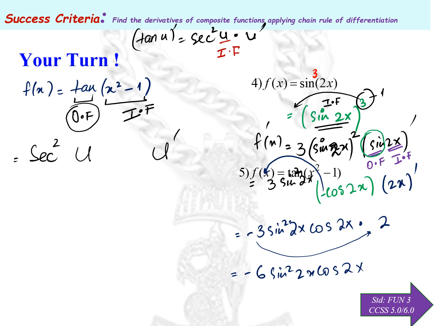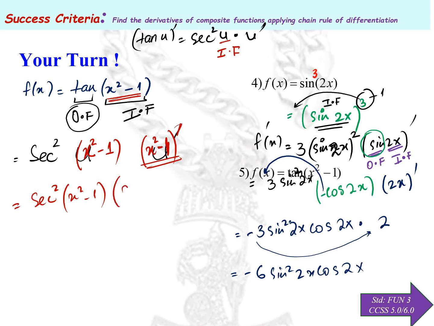So in my case, the inner function is x square minus 1. So just replace the u by x square minus 1 here and x square minus 1 here. So secant square x square minus 1 we will write as it is, and here we have a prime. So the derivative of x square is 2x and the derivative of negative 1 is 0. Now just arrange it. Write the number and the variable at the beginning of the trigonometric value. So it is 2x secant square x square minus 1.